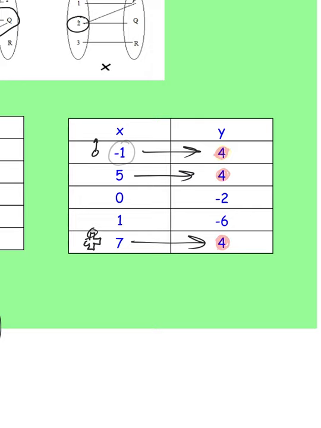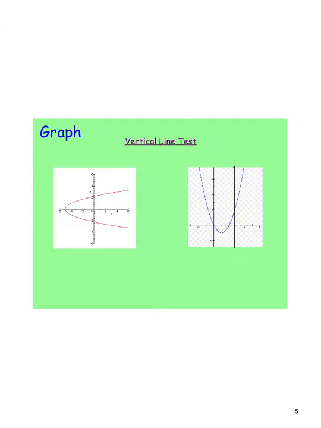So it's okay if 2 different things led to 4. In this case, 3 different things led to 4, but you shouldn't have an x that leads to different things. So this here, yes, this is a function. Okay. Now, graphing provides a little easier way to test or determine if something is a function.